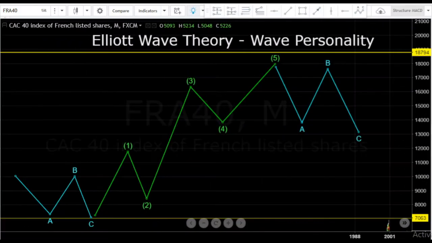Let's now have a look at what Elliott called wave personality. Now the purpose of this lesson is to make you aware of wave personality in general, and it's not meant as a comprehensive explanation of them. It's too early in the learning process for that.